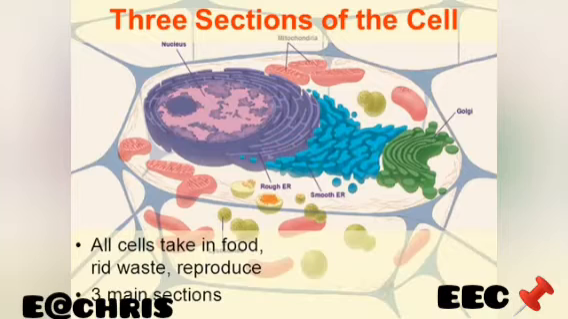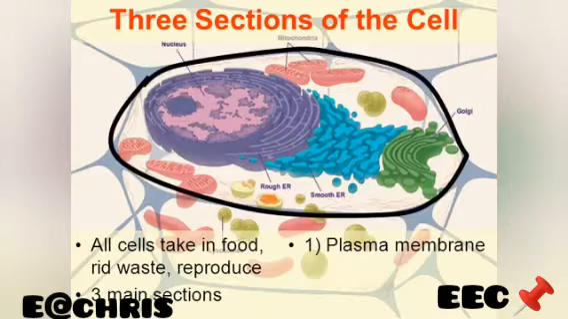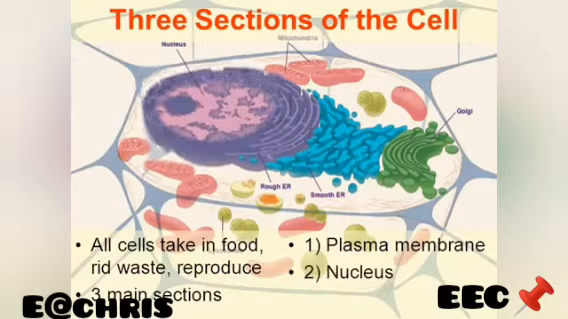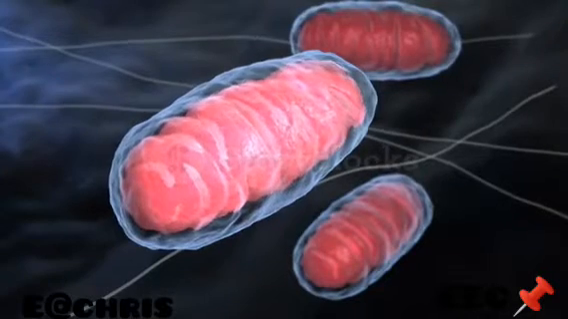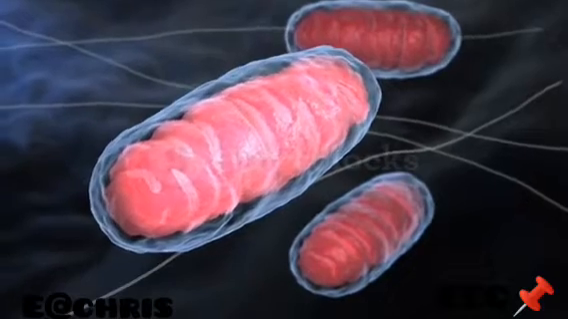There are three sections of the cell. All cells take in food, rid waste, and reproduce, and those three main functions are found especially in the cytoplasm of the cell. And what we call the cell organelles are found in the cytoplasm of the cell.